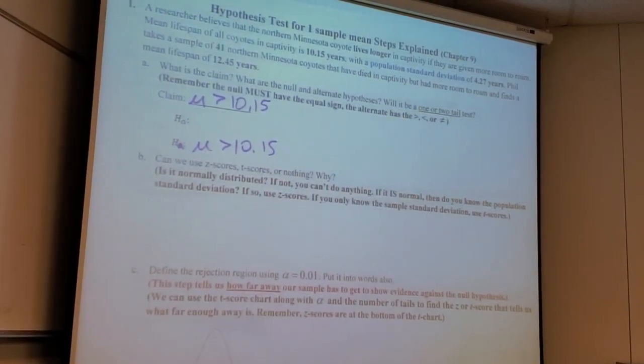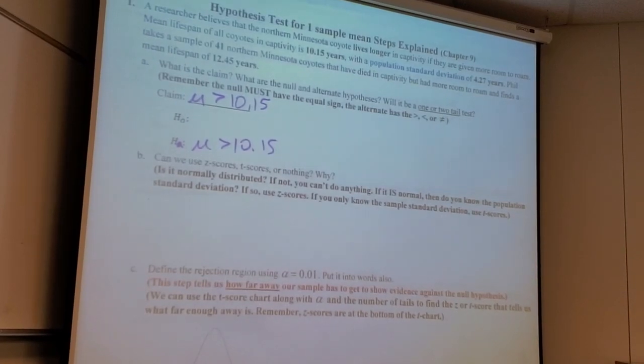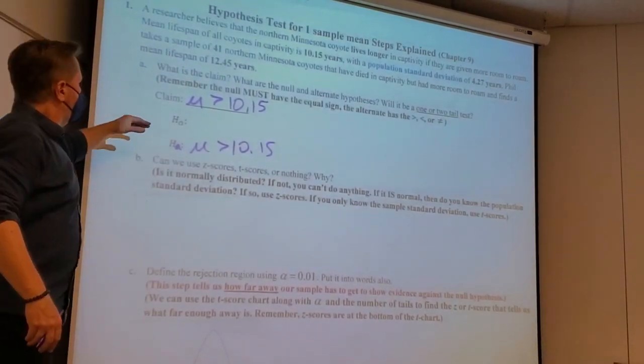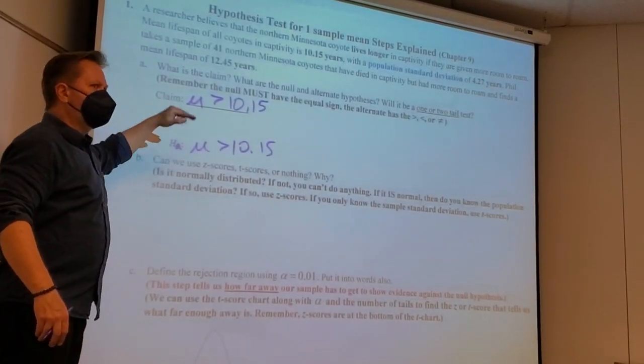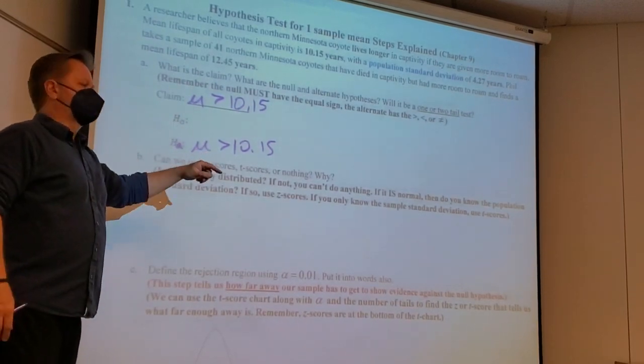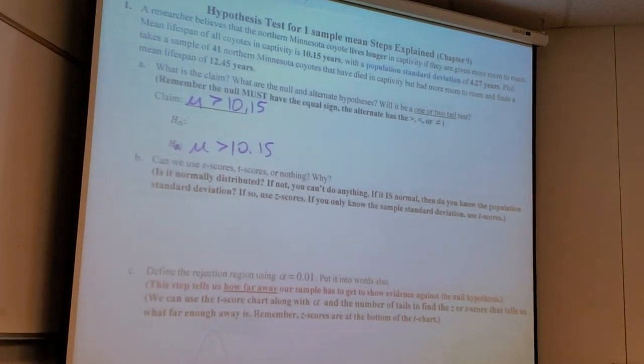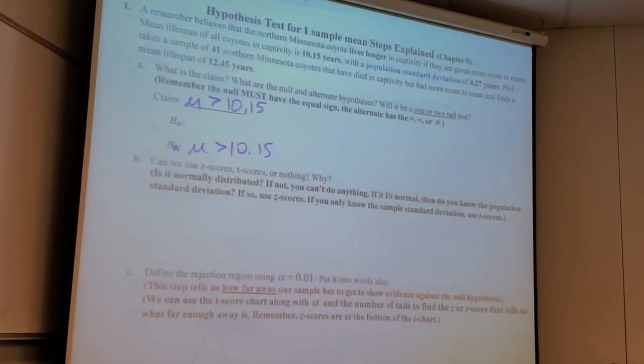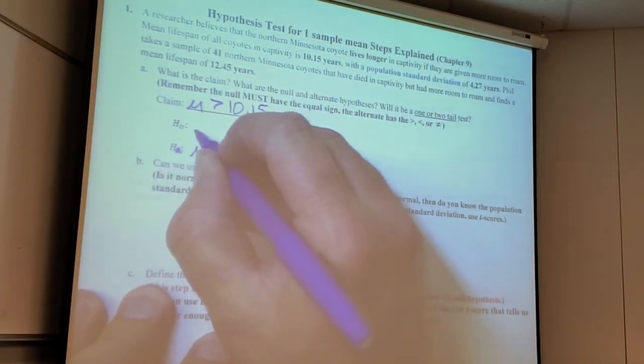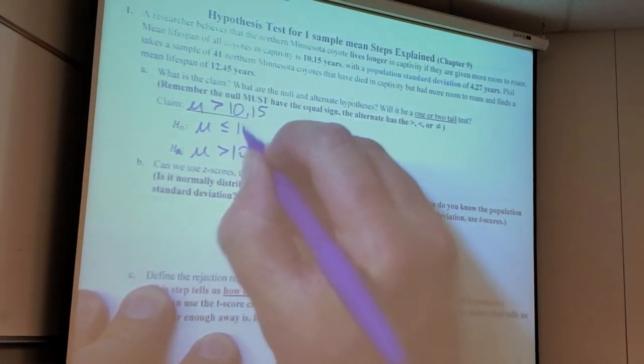Now this example was a little bit different. I was just trying to get the idea out there. But whatever these are, they must be opposites. So if that's the Ha, what's the H0? The opposite of greater than is less than or equal to.